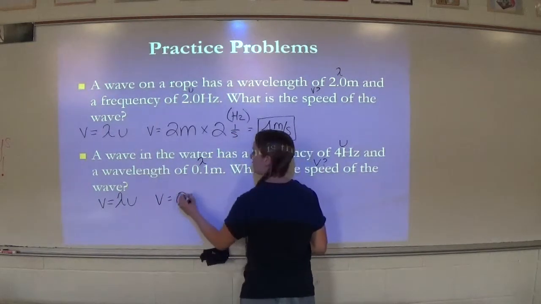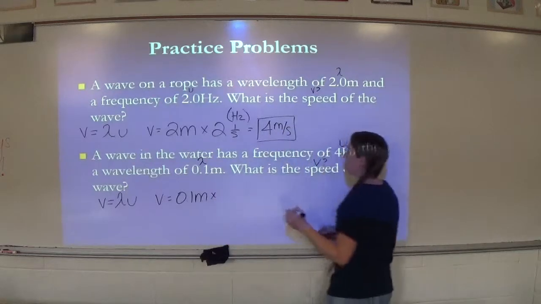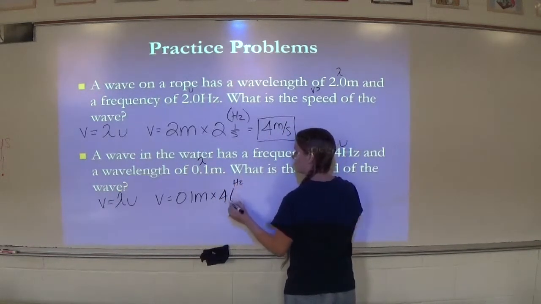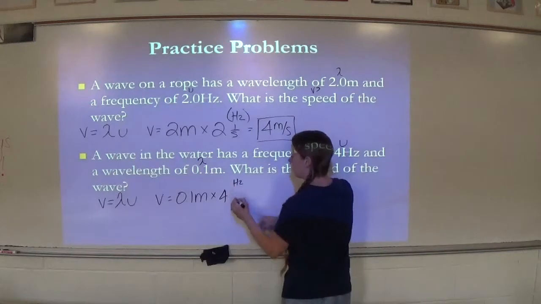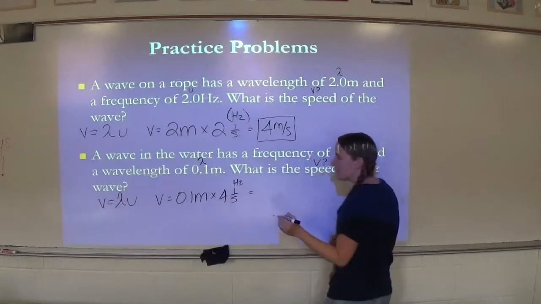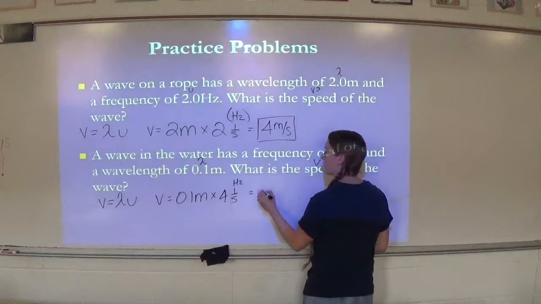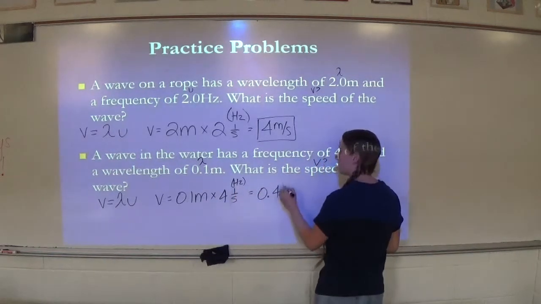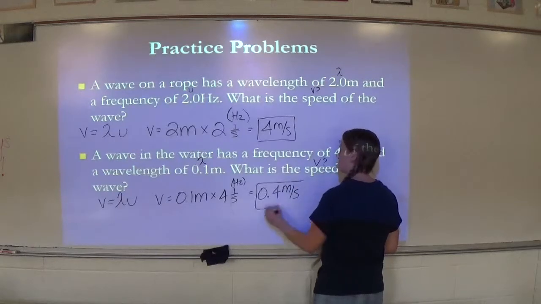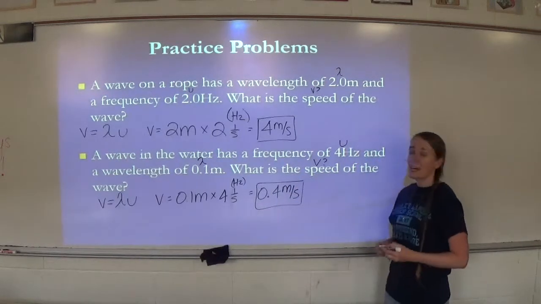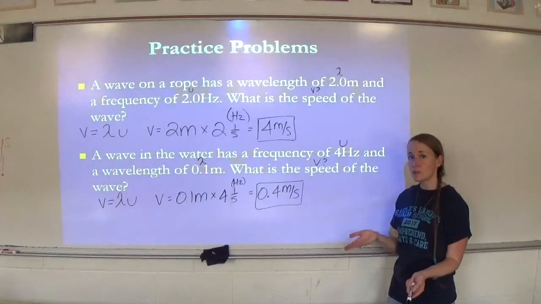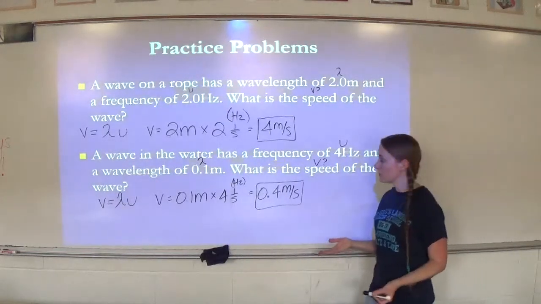My wavelength is 0.1 meters. My frequency is 4 hertz, which I'm going to change to 1 over a second. And so 0.1 times 4 is 0.4. And then a meter and a second do not cancel, so my unit is meters per second. Okay, so you got to get used to realizing hertz is 1 over a second. It's really cycles over a second, but we just don't write cycles.